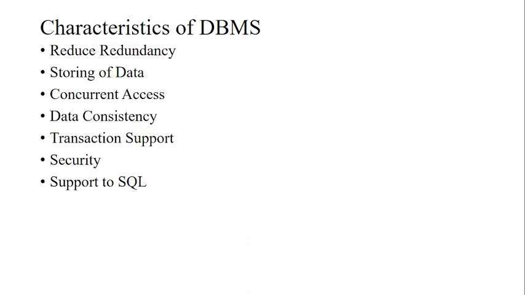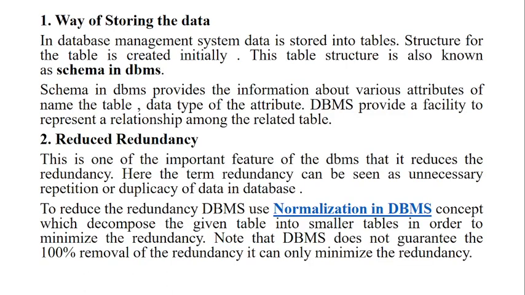So these are the 7 characteristics a database management system consists of, and the first one is the way of storing the data. In database management system, data is stored in tables. We will very well know that SQL is the example for DBMS software. In database management system, the data which we are going to store is in the form of tables, like rows and columns. The structure for the table is created initially. This table structure is also known as a schema in a DBMS.